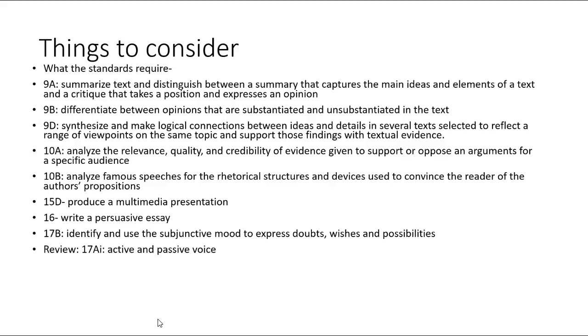Standard 9B asks students to differentiate between opinions that are substantiated and unsubstantiated in text. Students are very good at opinions. They have many of them, but they don't always substantiate those opinions. And so they don't necessarily pick up on evidence in how an author can give multiple ways to substantiate an opinion. It doesn't necessarily have to be credible evidence. It could also be anecdotal evidence. It could be an experience. It could be things like that.